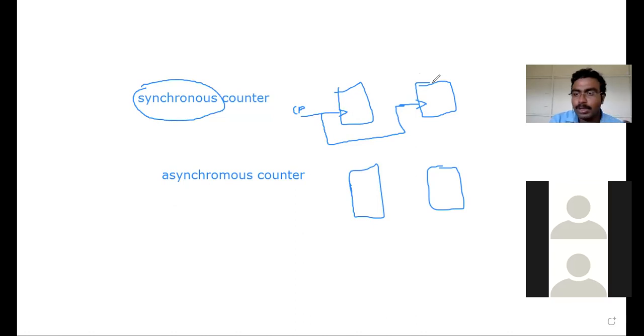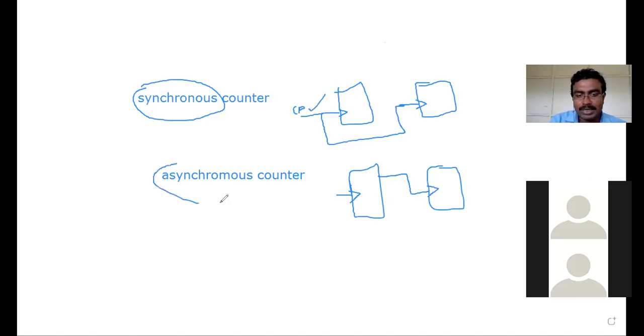But look at here how the triggering is happening in asynchronous counters. Let me tell you. I am taking a clock pulse for the first flip-flop, but the output of the first flip-flop is taken as the clock for the second flip-flop. This is the difference, students. This is the biggest difference. Here in synchronous counters, the same clock pulse is given for both flip-flops. Means if I apply clock, both the flip-flops will trigger at the same time.